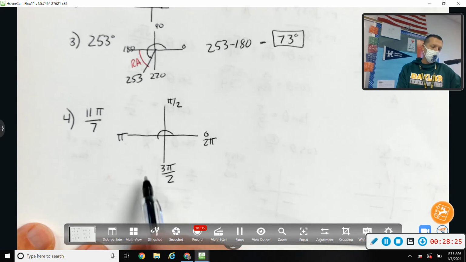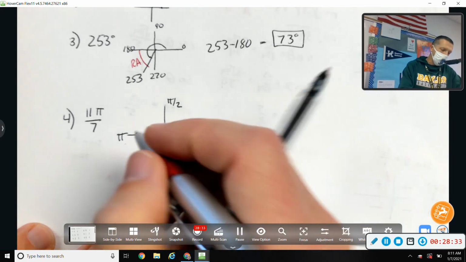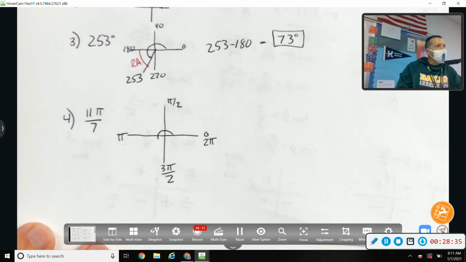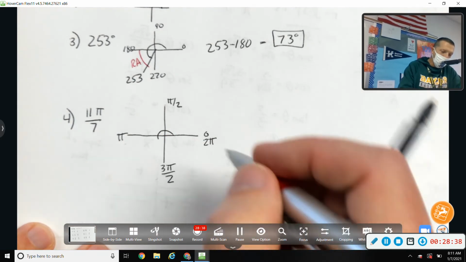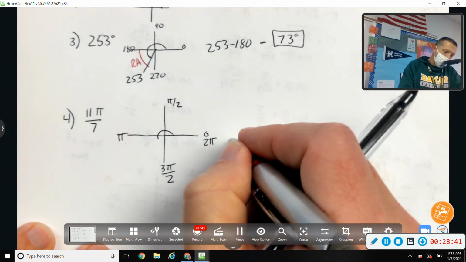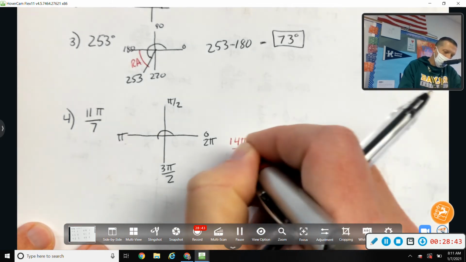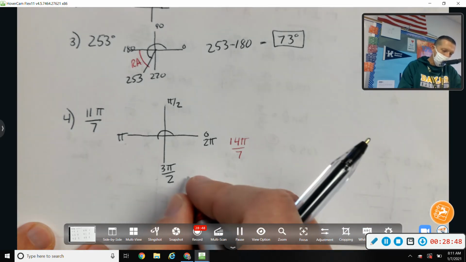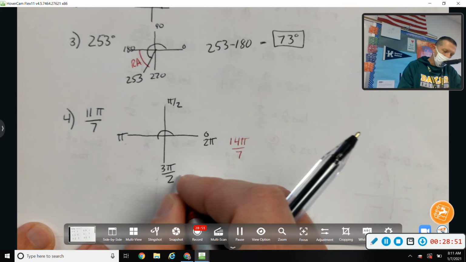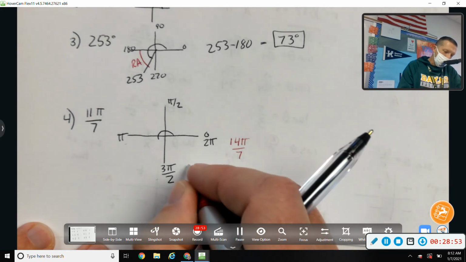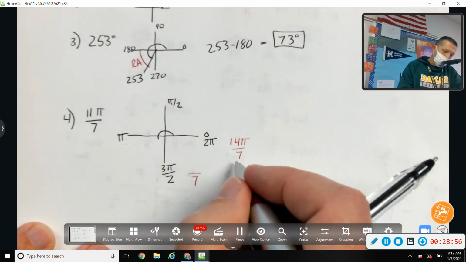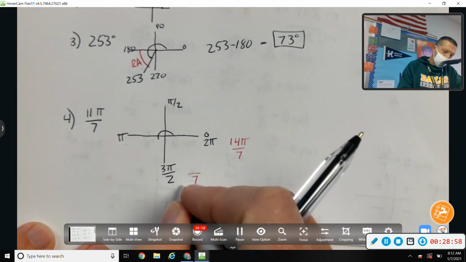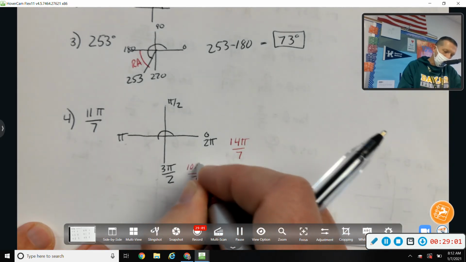Or somewhere between 180 and this one? I'm going to convert them all to over 7. I don't even know if you're right yet. You might be. If I convert them all to over 7, then this would be 14 pi over 7. That would be tricky to get that one to be over 7. It'd be, what, 9.5 pi over 7? No, it'd be 10.5 pi over 7. That's weird.